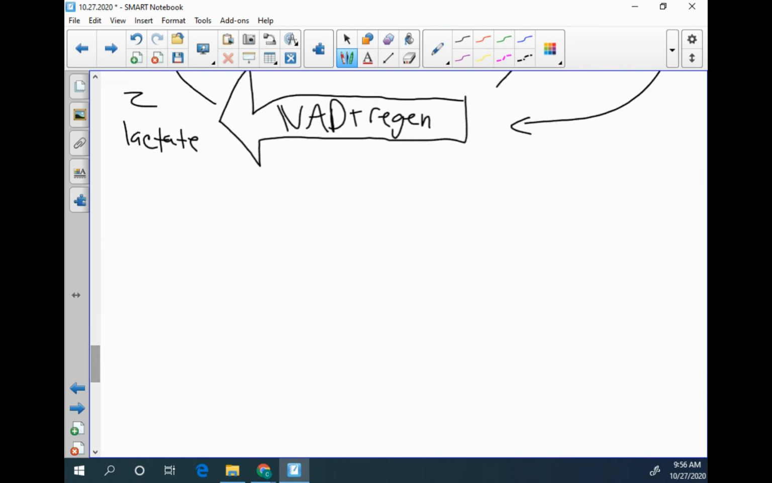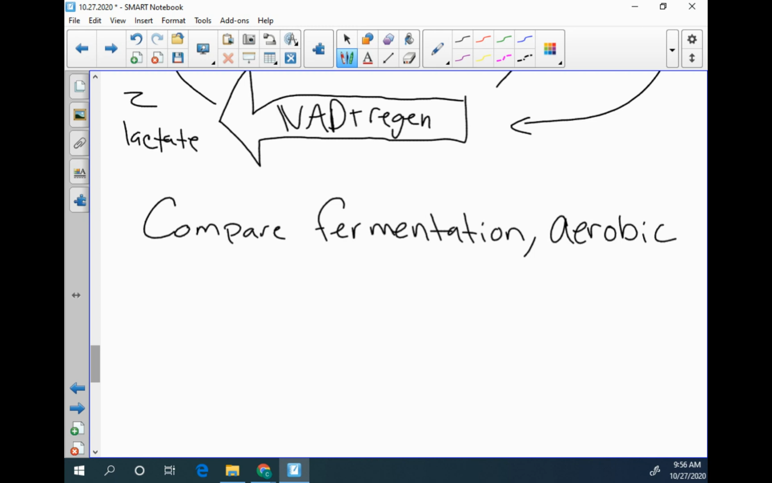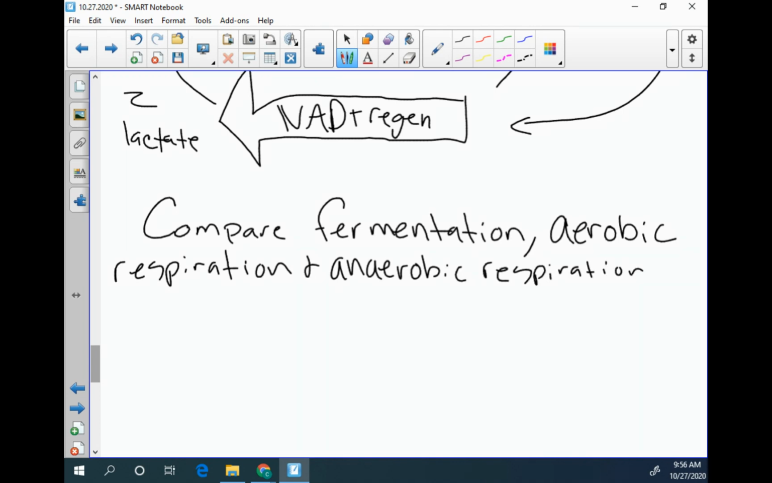We are going to compare fermentation, aerobic respiration, which is what we learned about all last week, and anaerobic respiration. Anaerobic respiration still has an electron transport chain. It just uses some other final electron acceptor besides oxygen. So it'll use like a sulfur compound or something of that nature to be that last stand-in where oxygen would be.